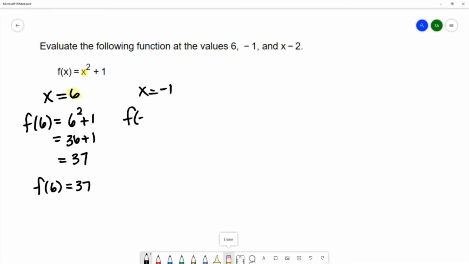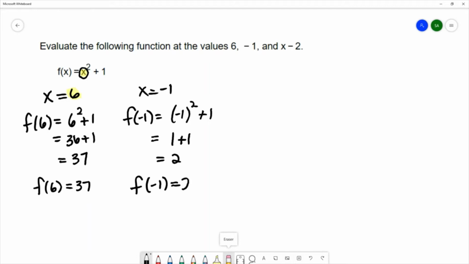F at -1, everywhere I see an x, I'm going to change that x to a -1. It's going to give me (-1) squared plus 1. You'll notice I put parentheses around the -1 because I want to make sure that I am squaring the whole number, including the sign, and not just the number part. (-1) squared is a positive 1, and 1 plus 1 is 2. So we found that at x equals -1, our function is 2.